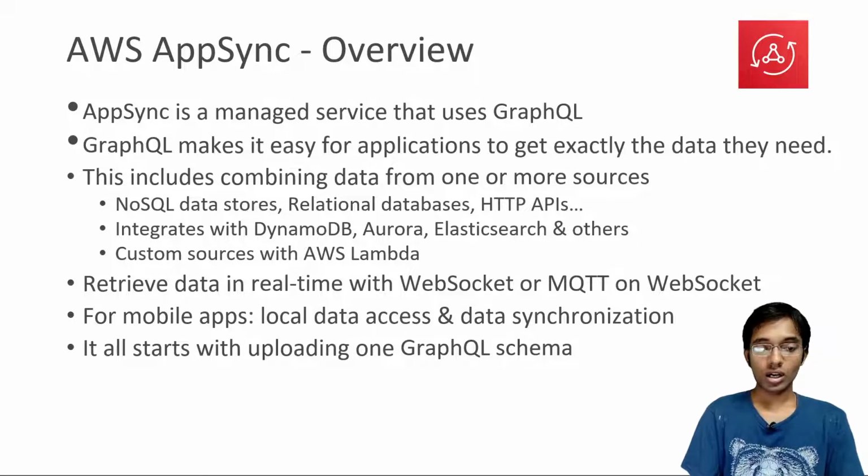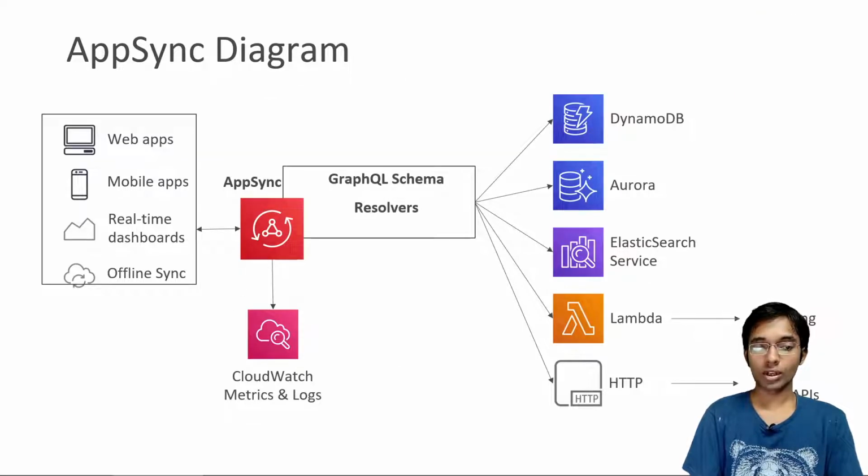So, how does AWS AppSync work? Well, you have AppSync in here, and your clients are accessing AppSync. Now, very important: mobile apps, web apps, real-time dashboards, or even offline synchronizations. Within AppSync, you have GraphQL schemas and then resolvers, and these resolvers know how to get the data from the various sources of data. So it could be DynamoDB, Aurora, Elasticsearch Service, Lambda, which leads you to pretty much any kind of source you want.